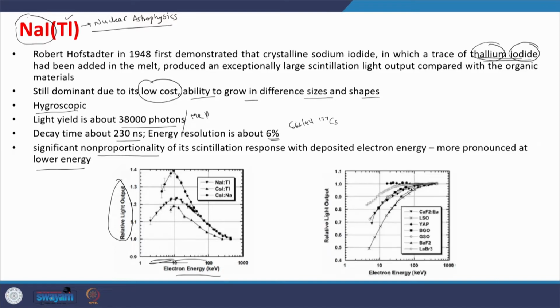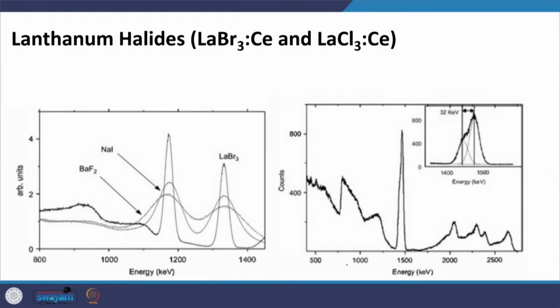significant. And for crystals other than sodium iodide and cesium iodide, you can see the relative output, how they are changing from 1 to 1000 keV. So, the non-proportionality is prominent in the case of sodium iodide and cesium iodide, especially at the lower energies of electrons. Now, this slide shows you one of the advanced scintillation detectors, that is lanthanum halides.